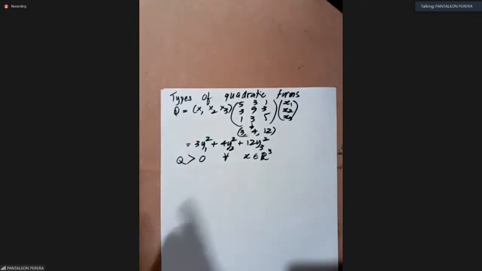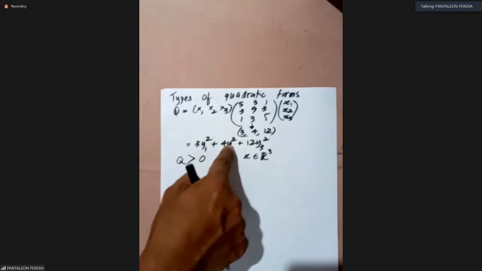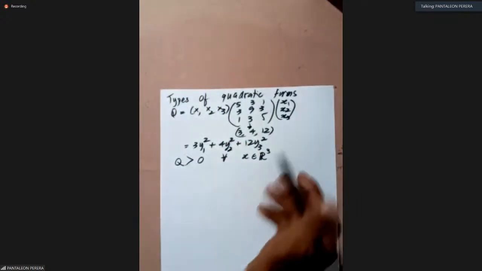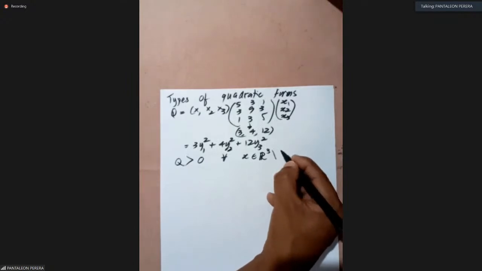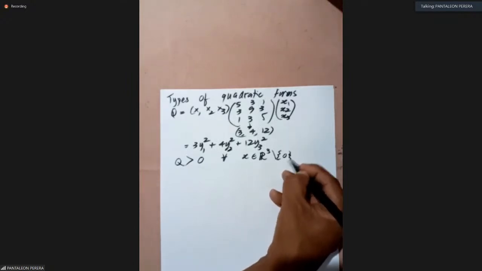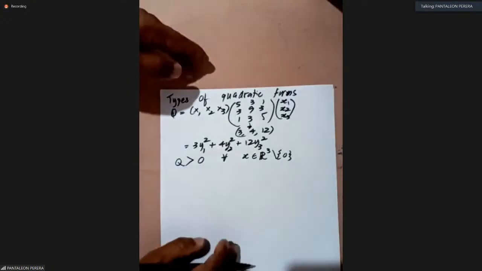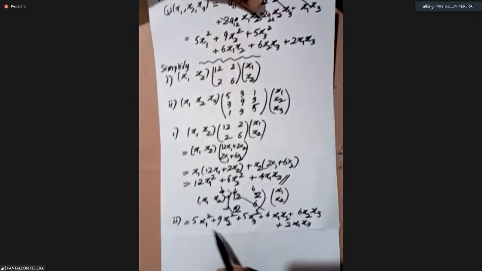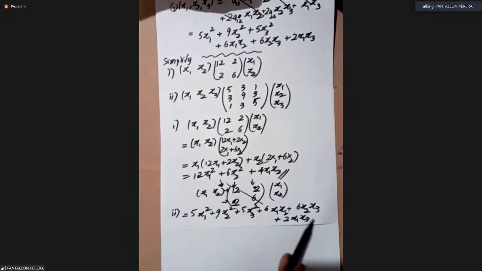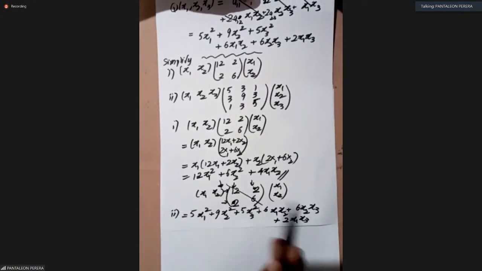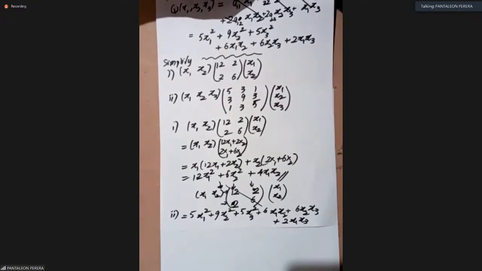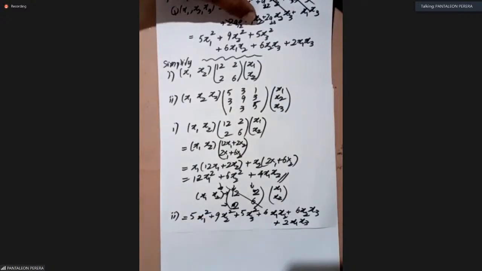But there's a little exception. What happens if all three are 0? I mean, y1, y2, and y3 are 0. That means except the origin. At the origin, any quadratic form is 0, right? Take this one for example. When x1, x2, and x3 are all 0, this is just 0. Therefore, when we investigate the behavior of quadratic forms, we eliminate the origin.